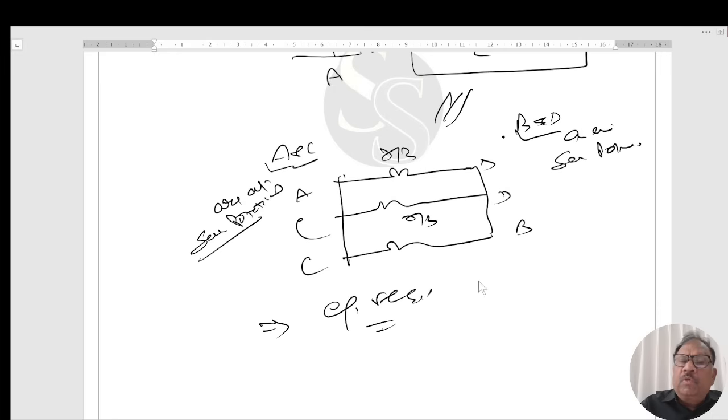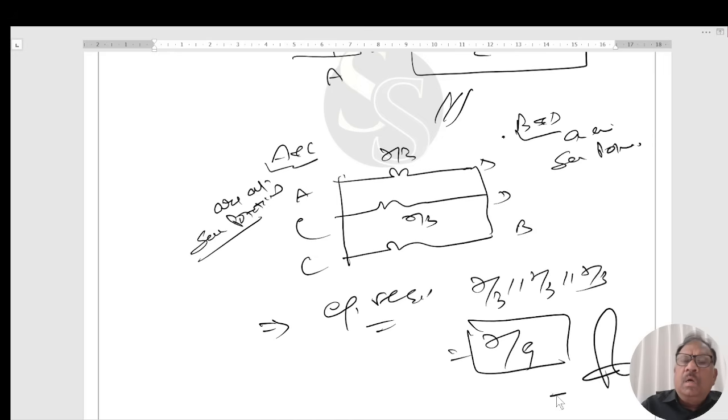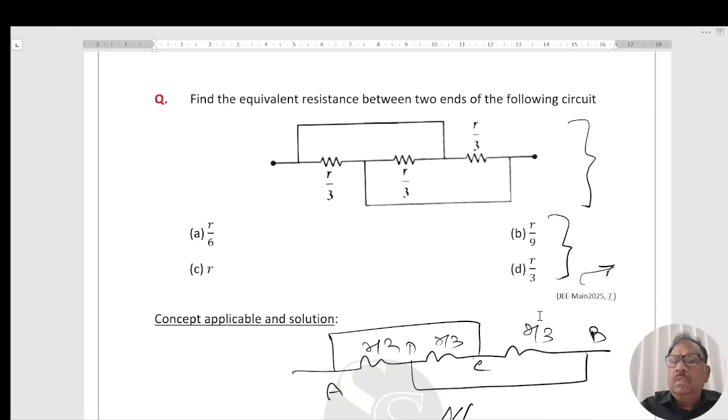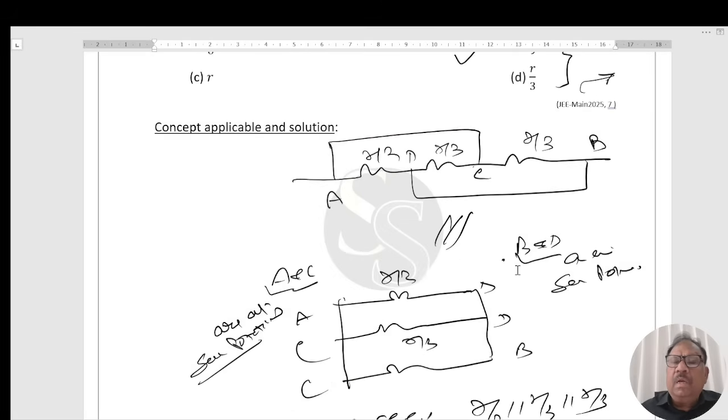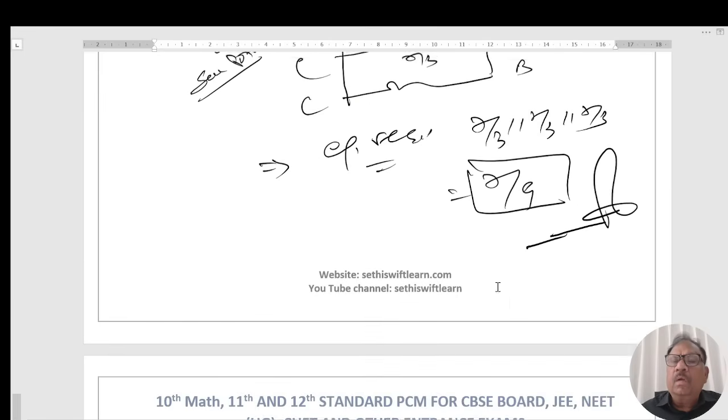will be parallel combination of R/3, parallel R/3, parallel R/3. That is R/9. That is the answer. Let's see the answer. B is the correct answer. Right? Next question.